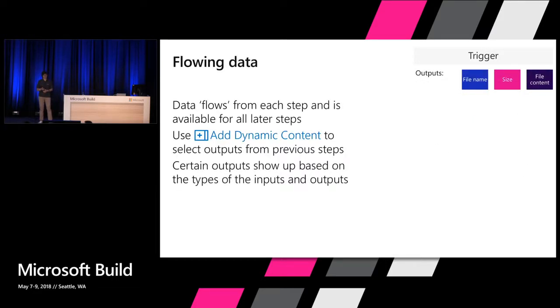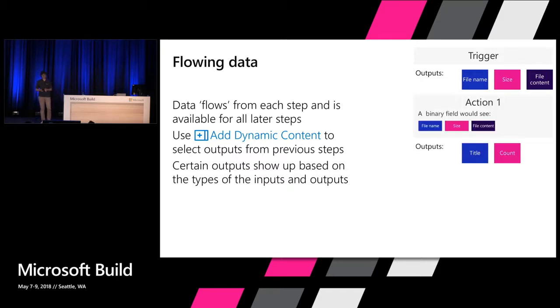Another important concept to understand is how data is passed from action to action inside of Flow. In order to get data to be used inside Flow, we have a concept called dynamic content. And really all that represents is the outputs of the previous actions and triggers inside of the flow. For example, let's say I have a trigger that fires when a file is uploaded to a particular place. That trigger has three outputs. It outputs the file name, the size of the file, and the actual file content. And each of these has a different type.